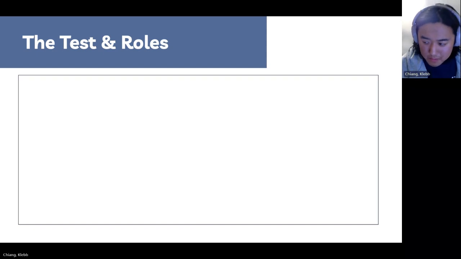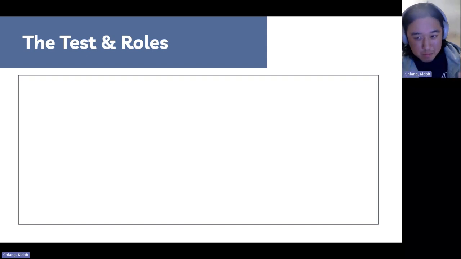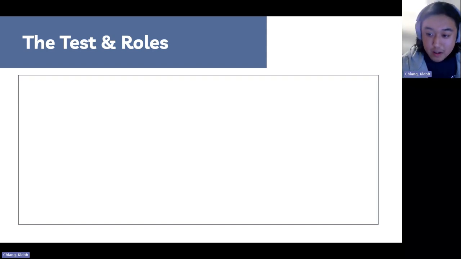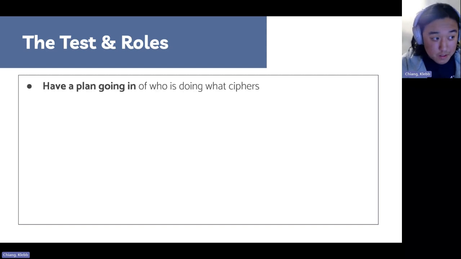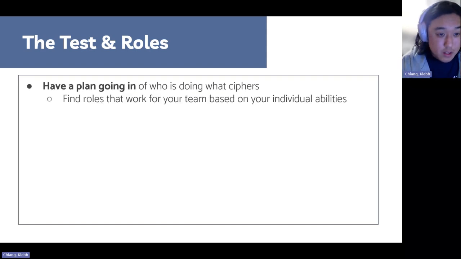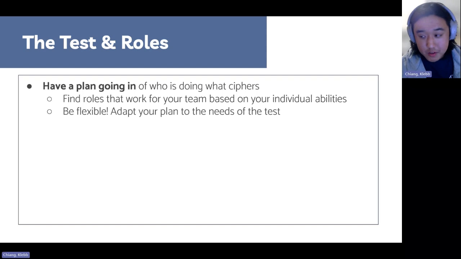Okay. Now for the test itself. So we finished time question, hopefully. We now have the next 25, 30-ish minutes, depending on how fast your time question is. Around half hour maybe. Should be on the test itself. Okay. So have a plan going in. Who's doing what cipher? I'm not going to try to tell you what roles you should have, but I will give you an example. Also, be flexible. You should have a plan going in, but be prepared to change the plan depending on what the test has.